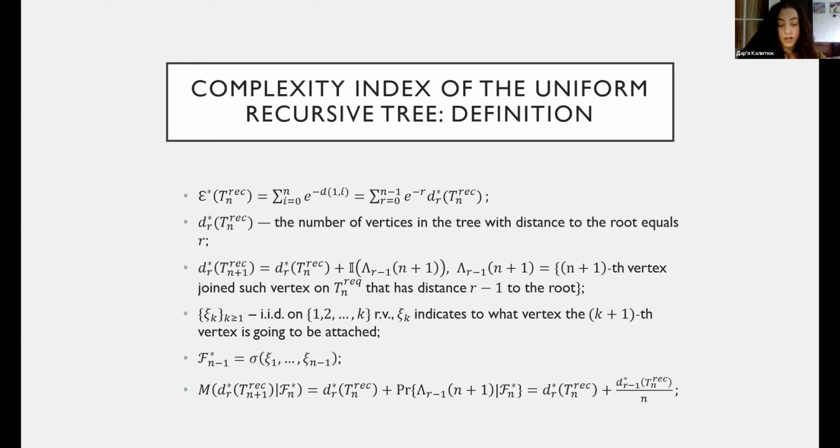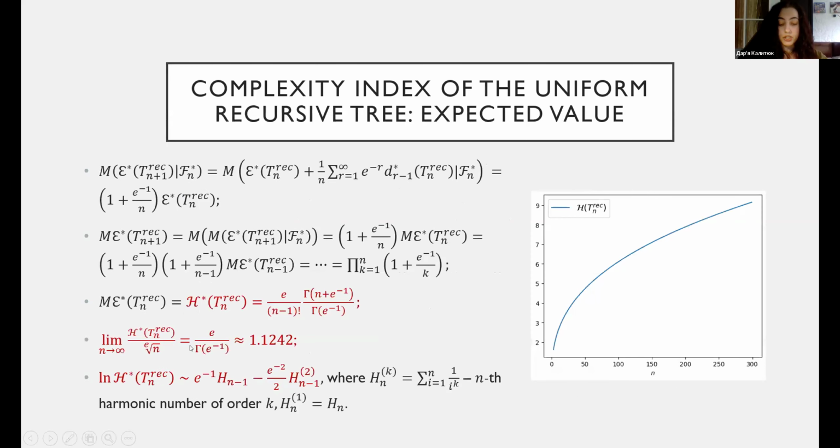To derive the expected value of the complexity index, we would need to express this variable in a recursive way, and also to consider the sequence of independent and identically distributed random variables sigma k, each of which indicates to what vertex the vertex number k is going to be attached. Considering also the sigma algebra generated by this sequence, we can find the conditional expectation for variable dr with asterisk, and use it then to find the conditional expectation for the complexity index itself.